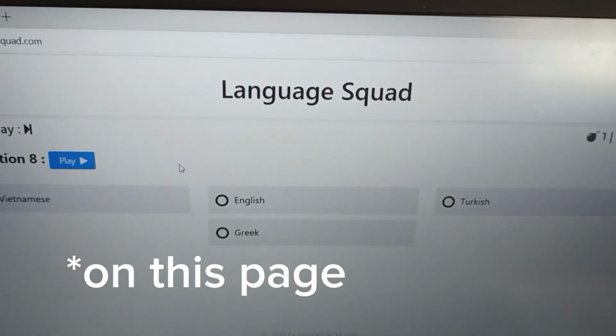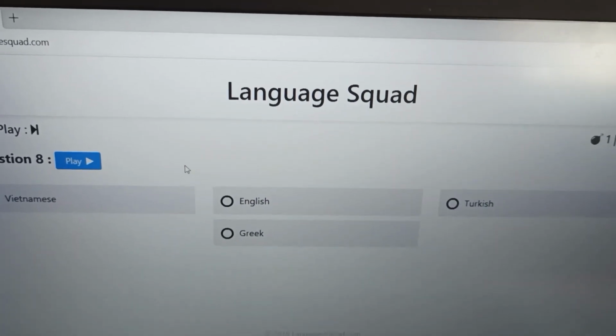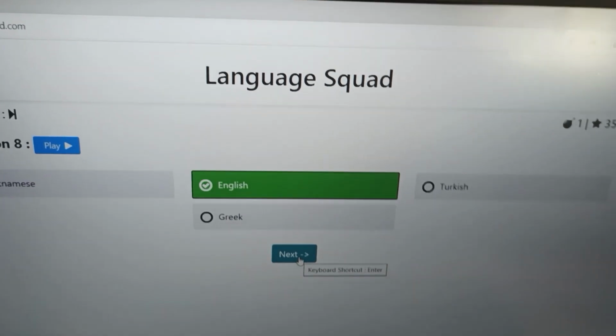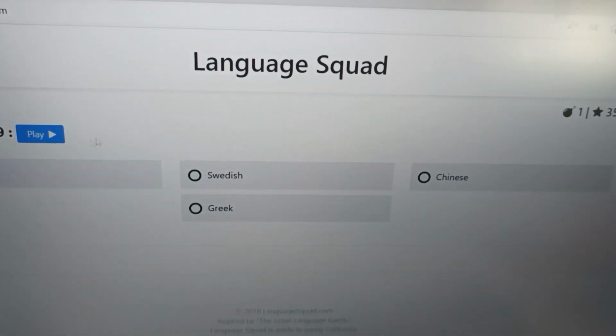In this page are mostly British dialects. That's not what I expected, but okay.